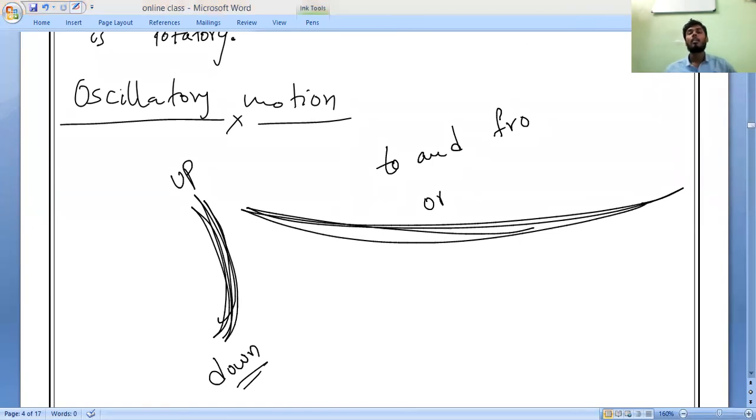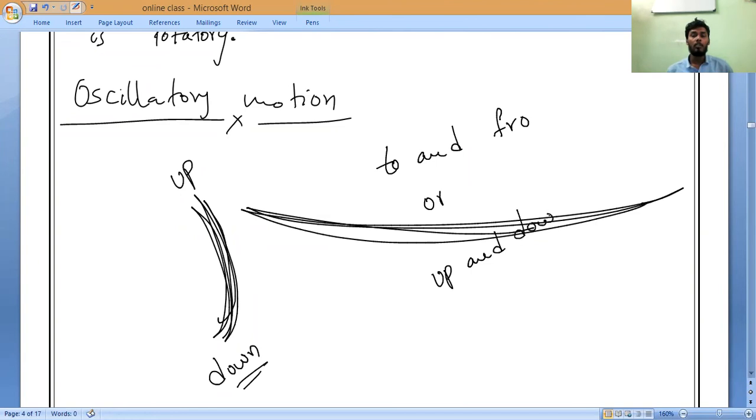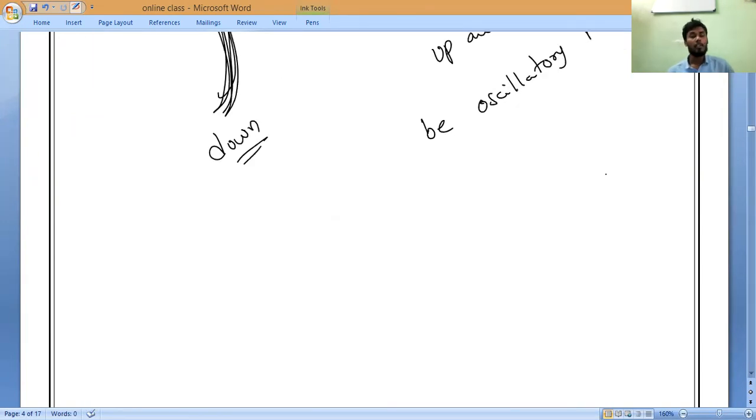So if it is to and fro, or up and down, it is said to be oscillatory motion. So what are the examples? Simple pendulum. Example, simple pendulum. You can also write Columbus.